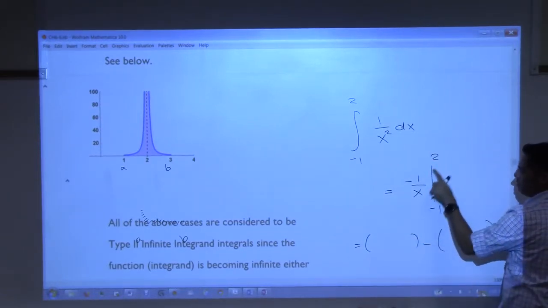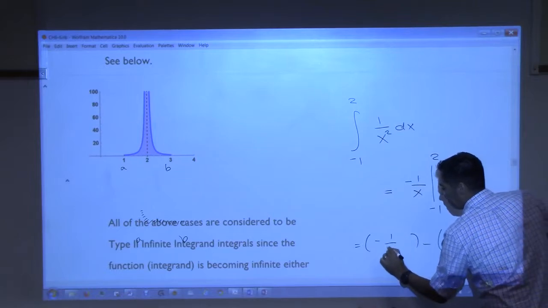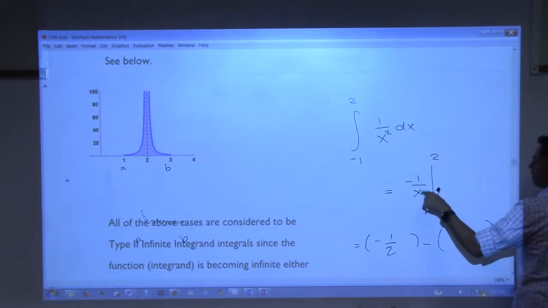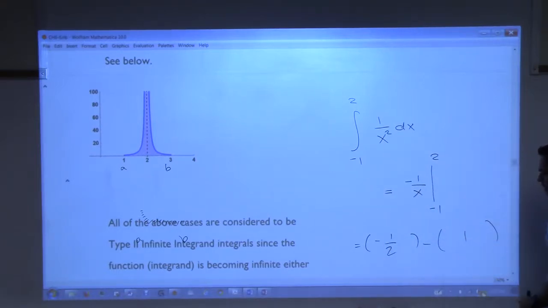We plug in 2 here, we get -1/2. And if we plug in -1, we get what? 1? And so what is this telling me my area is? -1/2 minus 1? -3/2, right? That just can't be right.